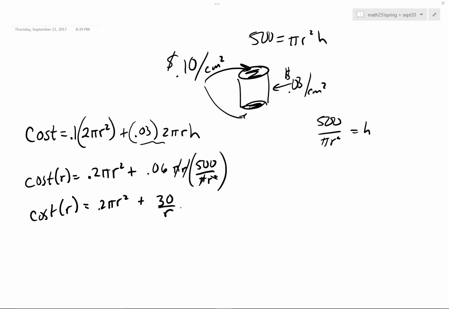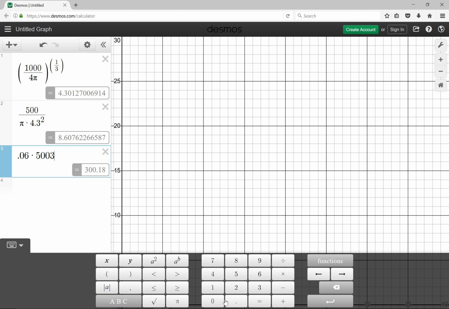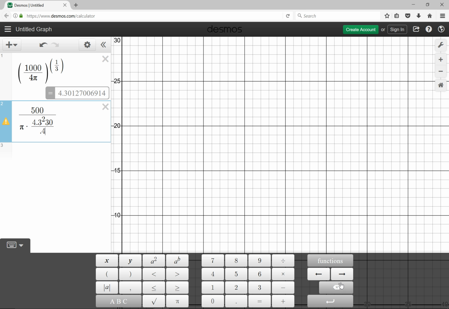And now, when I play the same exact game as last time, it's going to be 0.4 pi r minus 30 over r squared. Again, equals 0. So 0.4 pi r equals 30 over r squared. It's r cubed is equal to, so it's 5, so it's 150 divided by 2, so it should be 75 over pi, I think. But I'll check. 30, oops. You hippie.